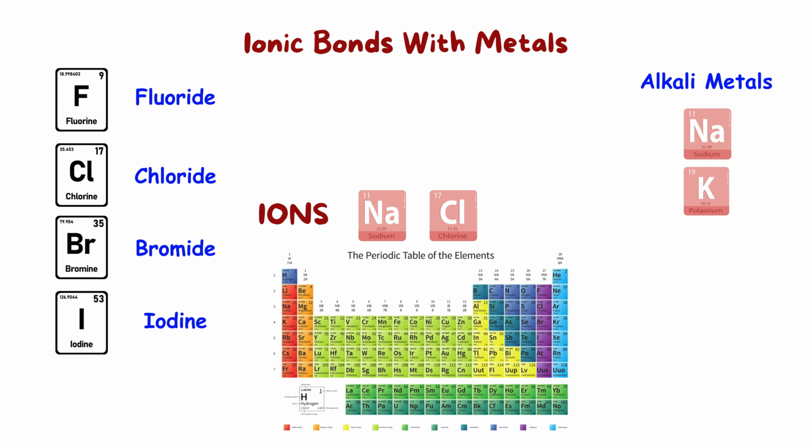You'll most often encounter these halides in ionic compounds formed with Group 1 alkali metals, such as sodium chloride, but they can also bond ionically with metals from other groups.